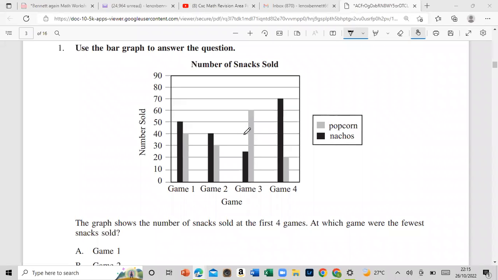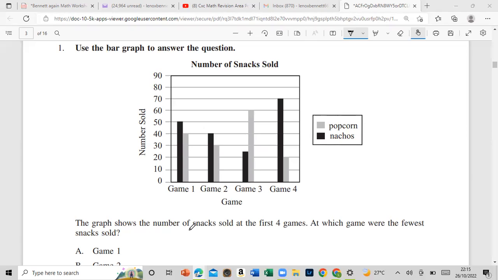Alright, so let's look at question 1, and it's a bar graph, and it says use a bar graph to answer the question. And at the top is the title. My prep students would have done this already, would have discussed it in class and so forth. So you guys should be able to answer it comfortably. In fact, you are able to do a bar graph on your own from scratch, which is really awesome. Alright, so let's go. It says the number sold over here, and then here is our key. So this little one is popcorn, and this one is nachos. So let's see what the question says.